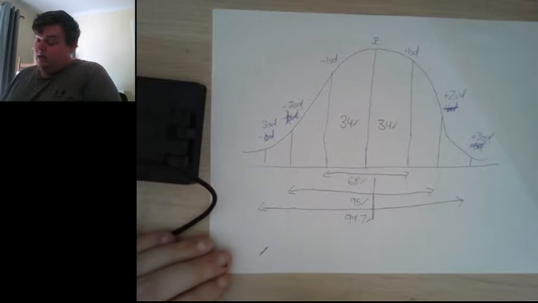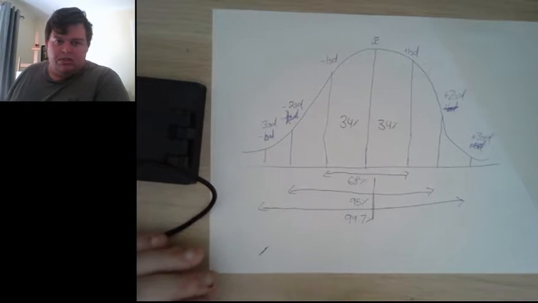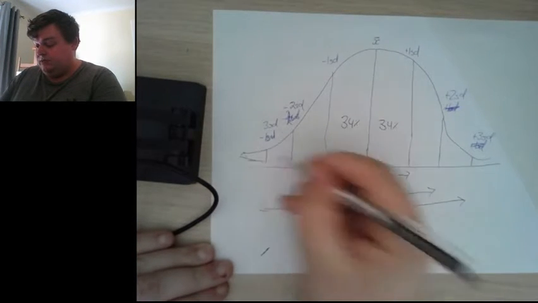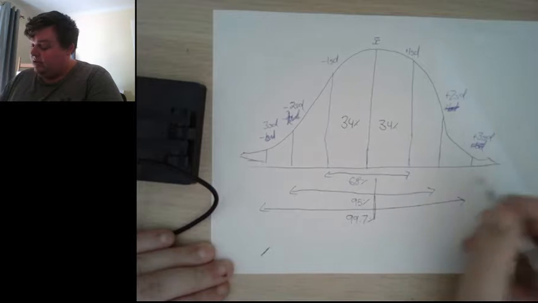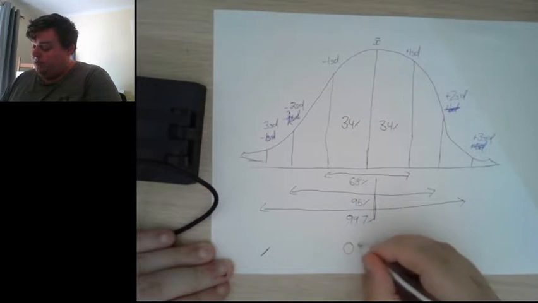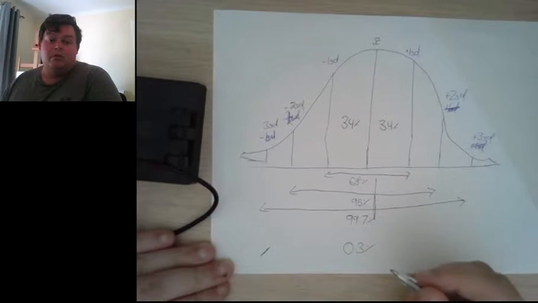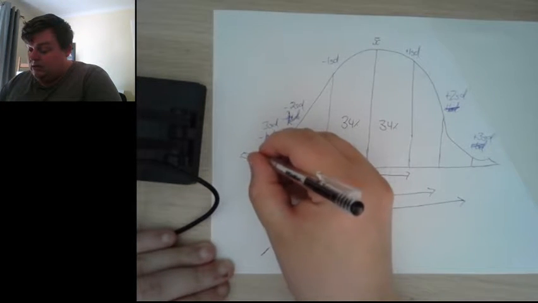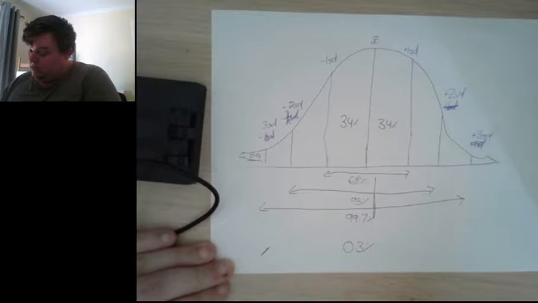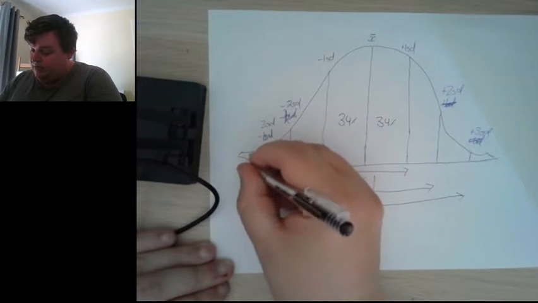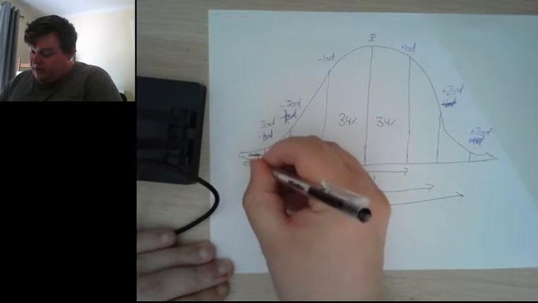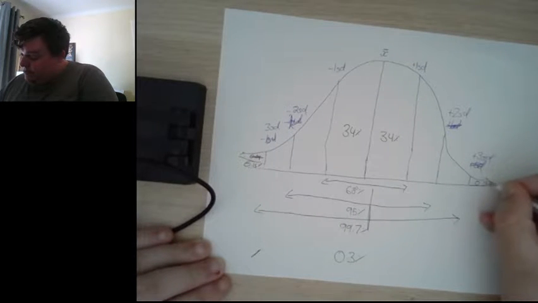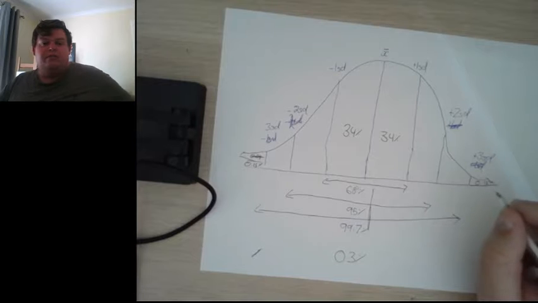Next one I'm going to do, and you'll see why once I start working it out, is these last little bits here. On this end, these tails have 0.3% of the data in them, which means on each side there's 0.15% of the data. So there's a very small amount.